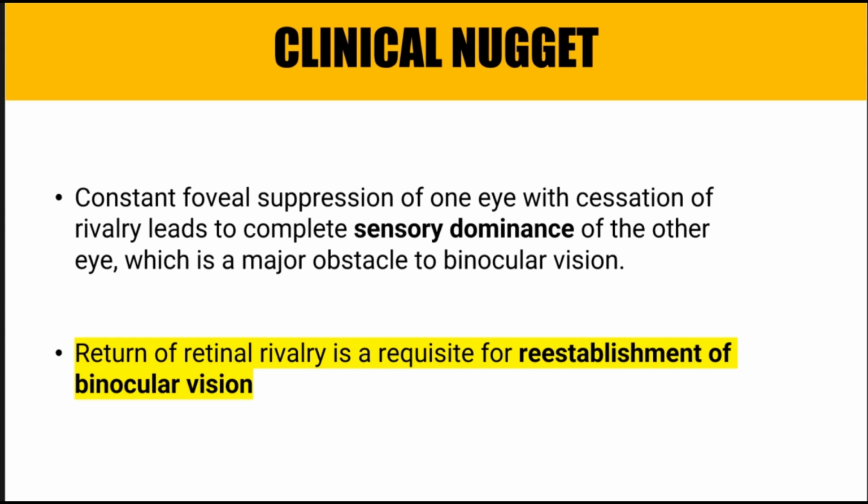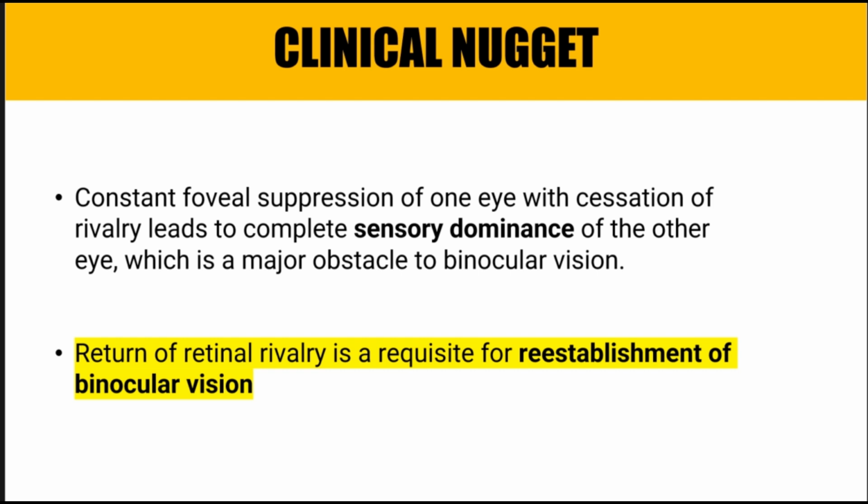And actually speaking, this retinal rivalry is something good. It is an indicator that there is binocular single vision present. Now if there is constant foveal suppression of one eye, that means if the patient is able to suppress the deviated eye or any eye for that matter, what does it mean? It means that one eye is dominant over the other, right?